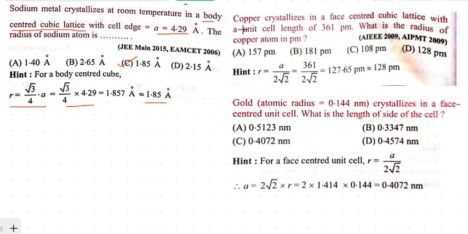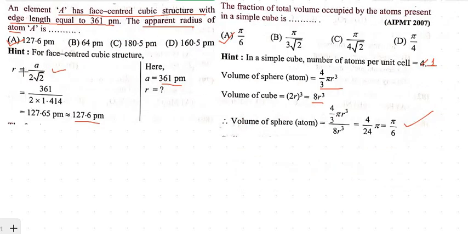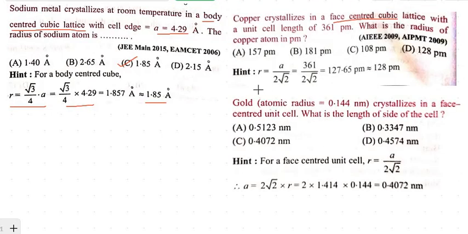Now moving to the next question: copper crystallizes in FCC. So they have defined this in FCC, you have learned this, r is equal to a divided by 2√2. So the same formula we are going to use. And the unit cell length, that is the edge length, is 361 picometer. What would be the radius? So just simply substitute the values.